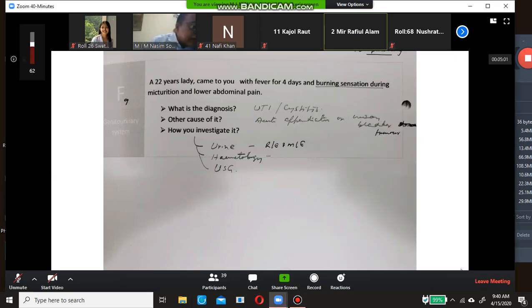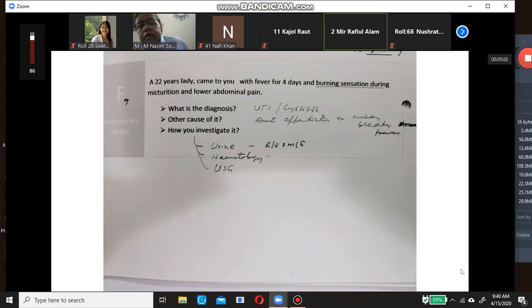Micturition and lower abdominal pain. What is the right diagnosis, other causes of it, and how will you investigate?